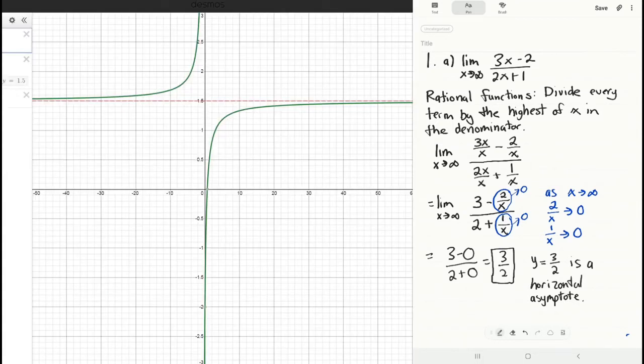So here's the graph of 3x minus 2 over 2x plus 1. So we see that as x gets a very large positive number, the function will approach 3 over 2. And so the line y equals 3 over 2 is a horizontal asymptote of this function.